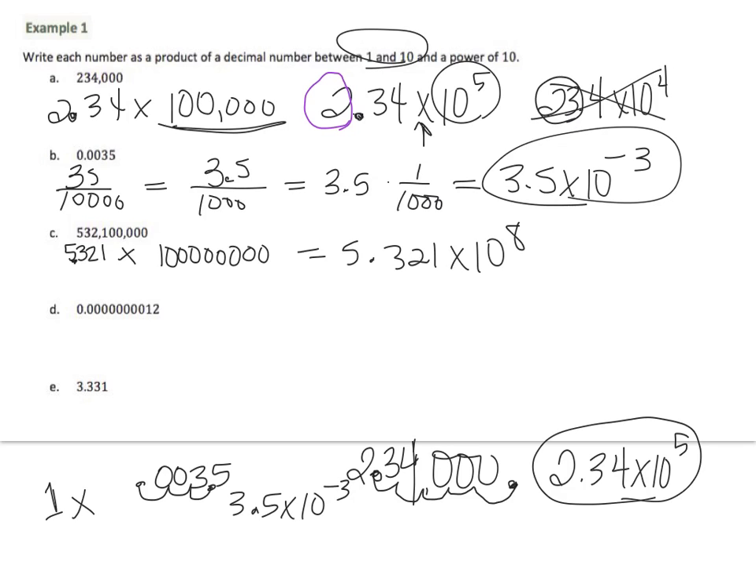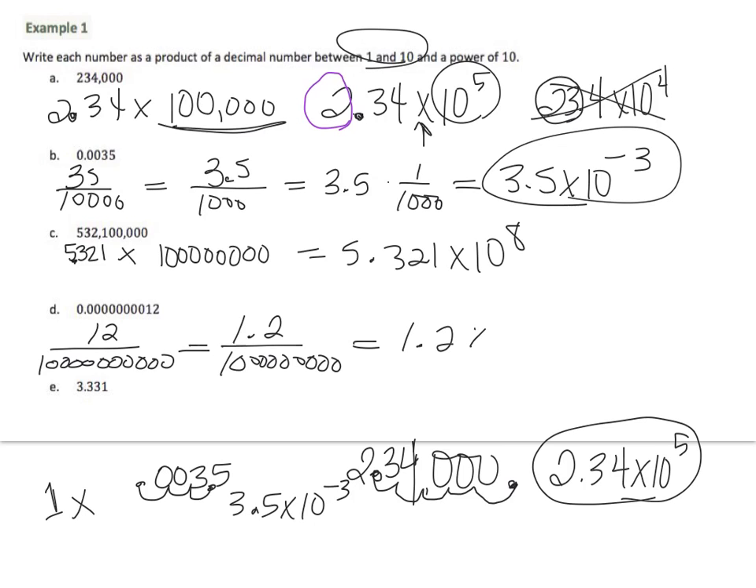Let's try this next one. Count the zeros. I've got 1, 2, 3, 4, 5, 6, 7, 8 zeros, but I want a whole number, so 9, 10. So I'm going to do 12 over 1, 2, 3, 4, 5, 6, 7, 8, 9, 10, which I need that to be a decimal there, so I'm going to take away a 0. 1, 2, 3, 4, 5, 6, 7, 8, 9. So I'm at 1.2 times 10 to the negative 9th.